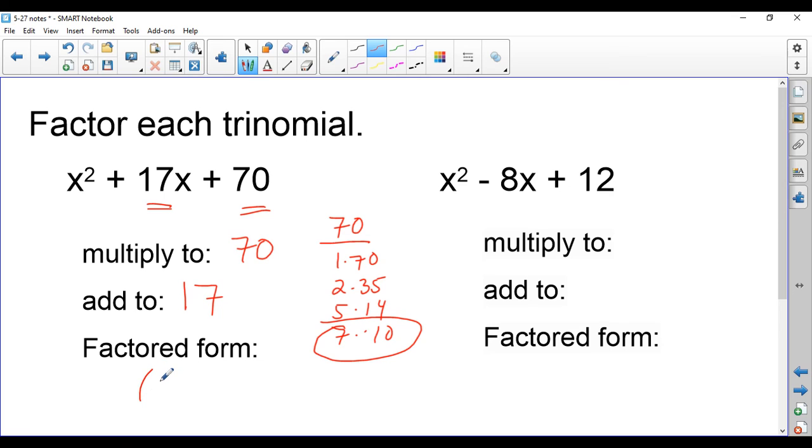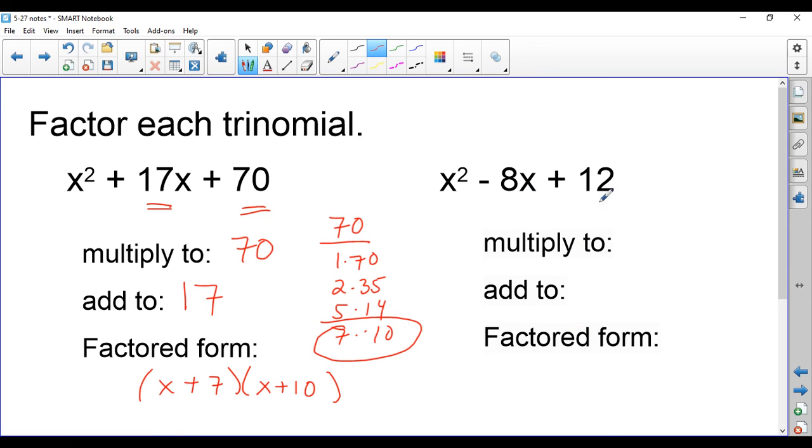My factored form always has x's first in each factor. It's always the product of 2 binomials. And then the numbers that I found go in each factor. X plus 7 times x plus 10. It does not matter which order you write those in.